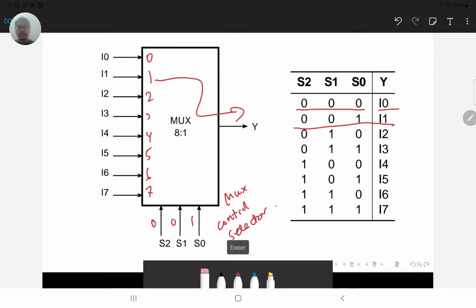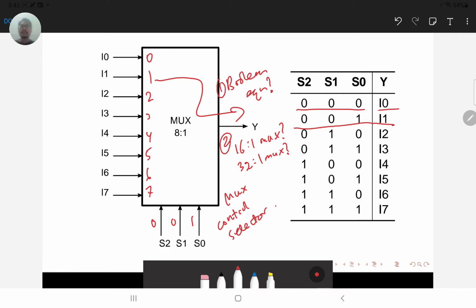One thing to note here is that we can also derive the Boolean equation, similarly to how we derived it for the 2-to-1 and 4-to-1 mux, but this is going to be quite long to derive. And the second remark is how many bits of control selector we have. If we have, for example, a 16-to-1 mux, how does it look like? And we can also have a 32-to-1 mux. How does it look like, and how many mux control selector bits can we have?